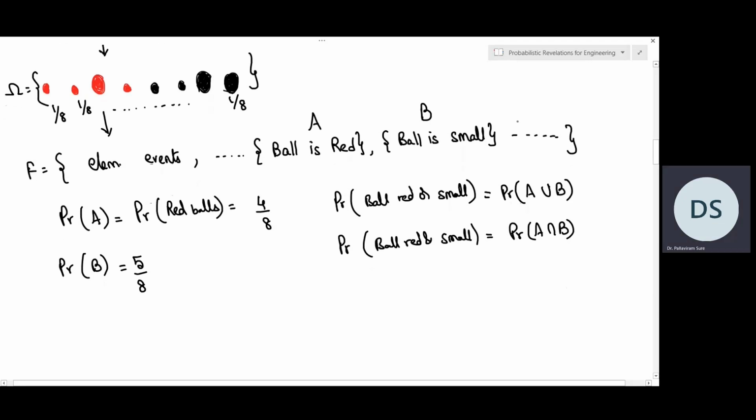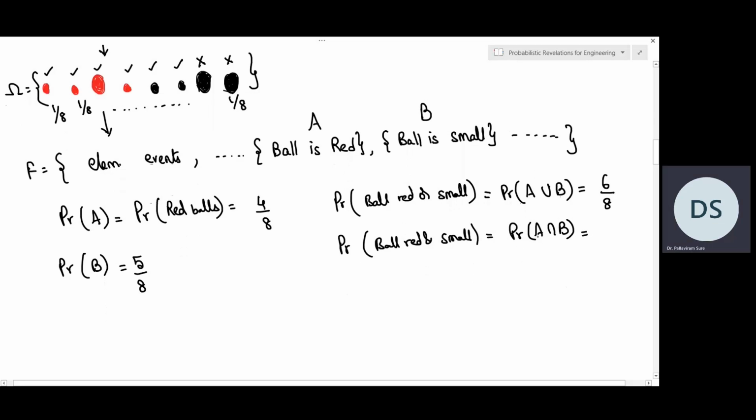So if we observe, we can write them directly like this. A union B stands for red or small. So I am going to tick the red or small balls. This is red, red, red, red. This is not red, but it is small. This is also small. This is neither red nor small. This is neither red nor small. So totally there are 6 elementary events. So hence the probability is 6 by 8.